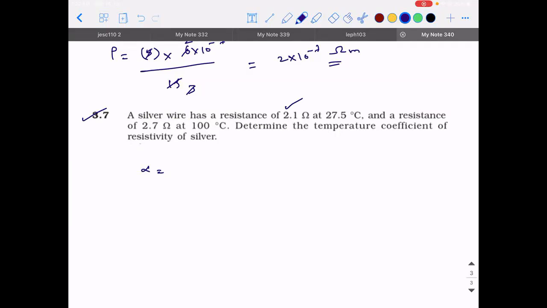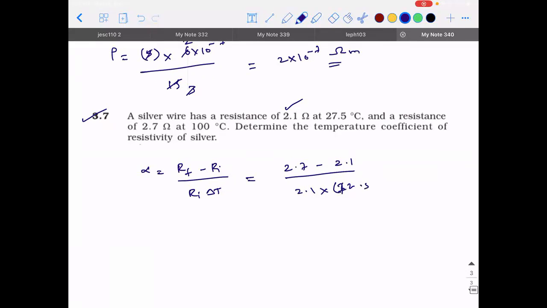So alpha is equal to how much? That's it. R final minus R initial divided by R initial into delta T. R final is how much? 2.7 minus 2.1 divided by 2.1 into 100 minus 27.5 is, I mean, how much is it? 72.5. Sorry, 72.5. Right? So you can calculate this. This part I'm leaving it.